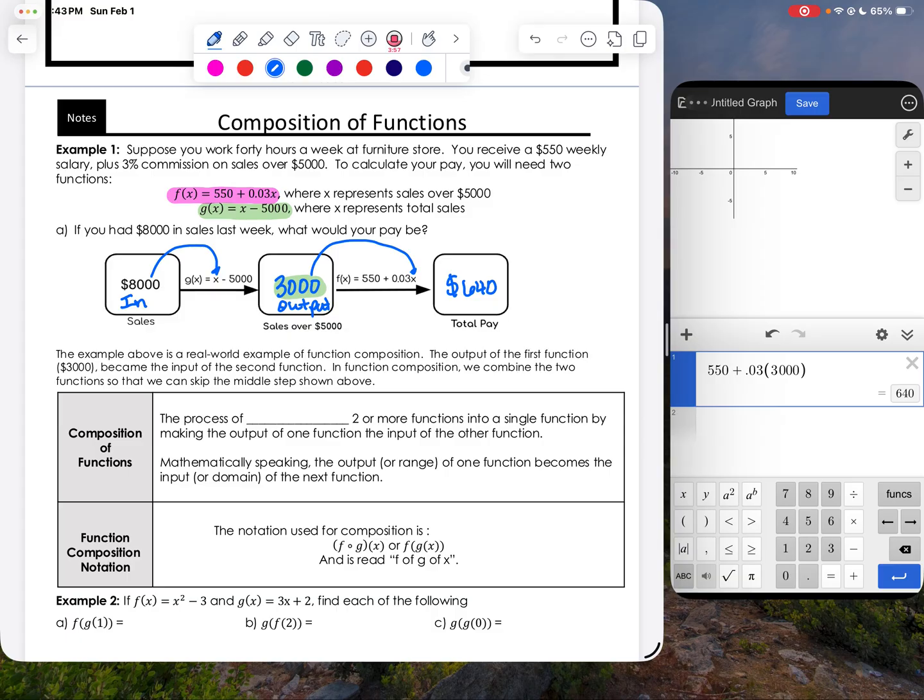Now let's look at a definition. The composition of functions is the process of combining two or more functions into a single function by making the output of one function the input of the other function. Mathematically speaking, the output, or range, of one function becomes the input, or domain, of the next function.